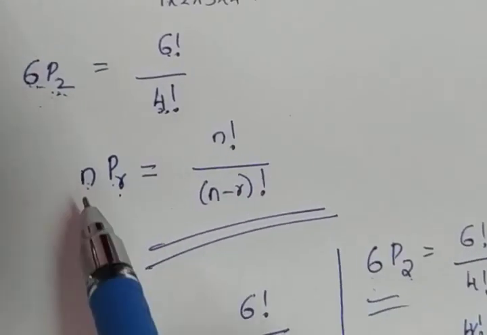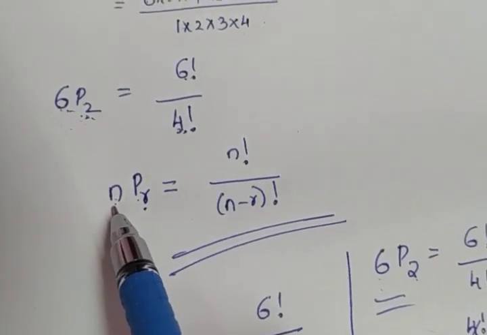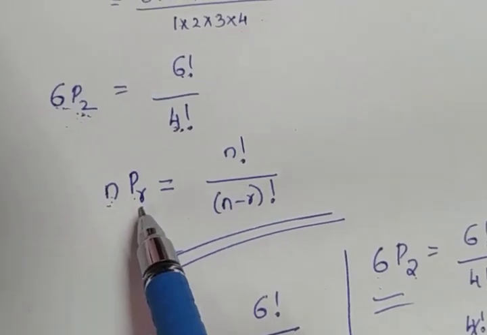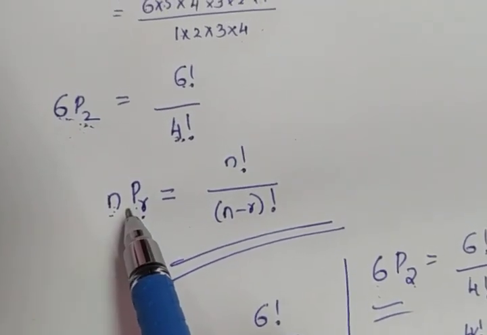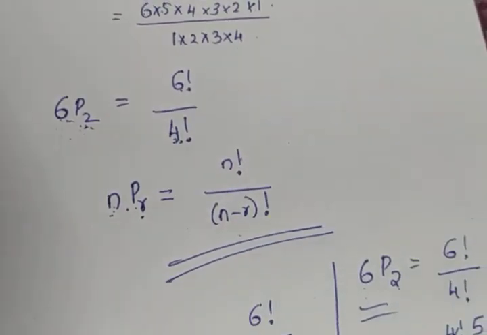Okay, so learn the formula by heart: nPr, the number of permutations of n objects taken r at a time. Permutation stands for arrangement. It will be equal to n factorial by n minus r factorial.